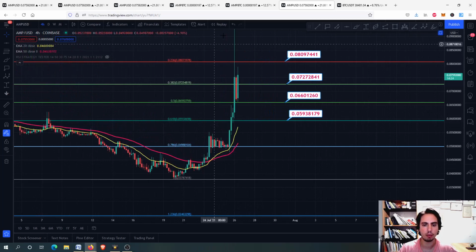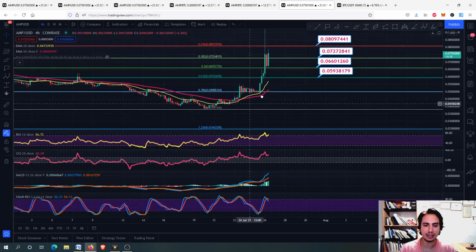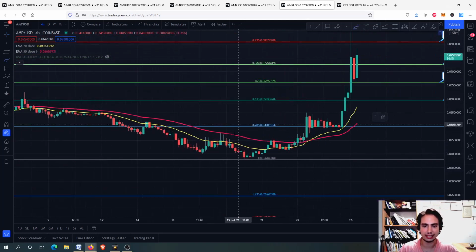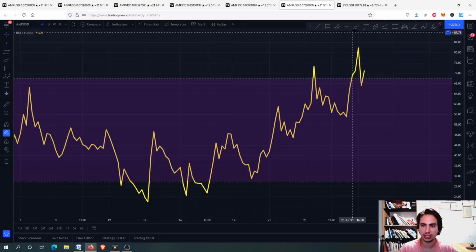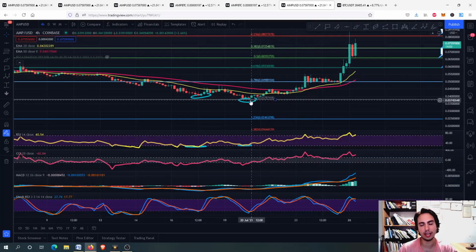I've drawn my Fibonacci from the bottom to the top, and I want to show you something very important. You can see that by the time we had some lower lows right here, we had higher lows in the RSI. That's what we call a bullish RSI divergence, okay? When we are having lower lows in the price but higher lows in the RSI, we are just going upwards, and we should be careful, and we should buy there, accumulate as long as we can, so much of the AMP or something else you want to accumulate.